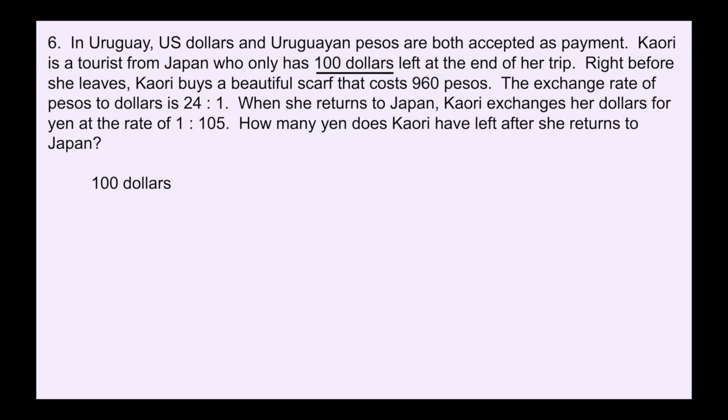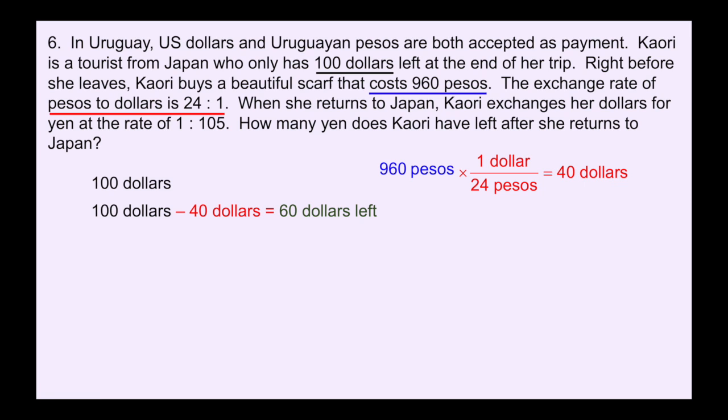Okay, so the tourist has $100. She's buying a scarf that costs 960 pesos. So we're going to want to get the dollar equivalent to that. And since we're told that pesos to dollars is 24 to 1, if I'm trying to cancel out the pesos here, I want to make sure that when I'm multiplying, I've got the pesos amount in the denominator and the dollar amount in the top. So again, pesos would be the 24, dollars would be the 1. So that's equivalent to $40. So we can take that away, and we know that she has $60 left.